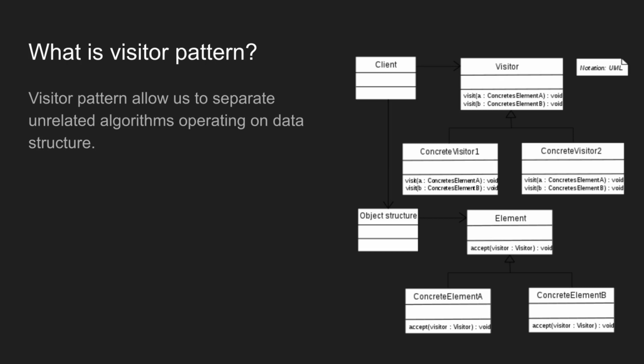So here, if you look at the UML diagram, you have one element, right? And then you have one element interface, and then you have two concrete elements, the concrete element A and B, which implement that element interface. And then you want to do some operations on them, right? So each related operation can go to a separate visitor. So concrete visitor 1, concrete visitor 2, which have the same kind of interface.